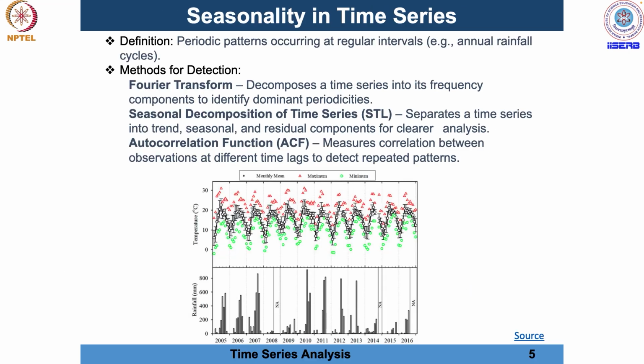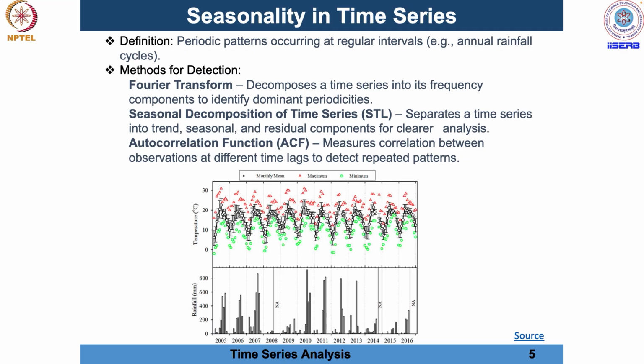Then another analysis in the time series is called seasonality, which is defined by periodic patterns occurring at a regular interval: annual rainfall cycles, monthly rainfall, monsoonal or pre-monsoonal rainfall behavior or temperature behavior, or winter or summer temperature fluctuations. That is called a seasonal pattern. So there are methods which can be used to decompose or demystify these seasonal patterns from the time series.